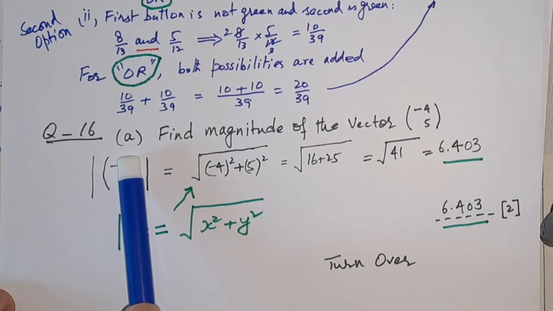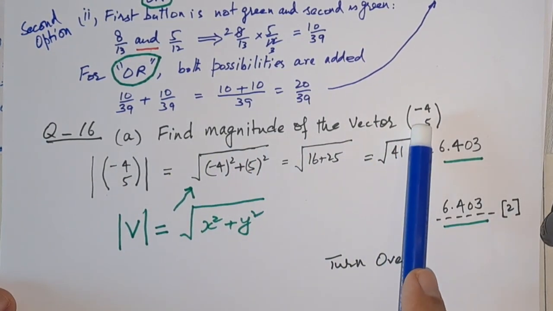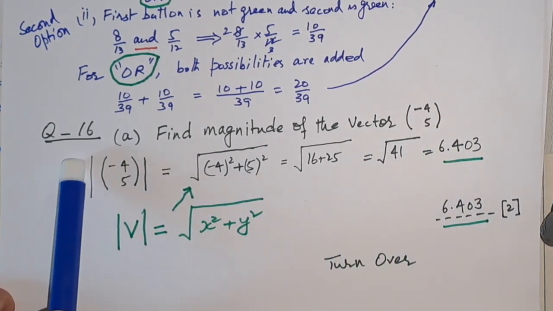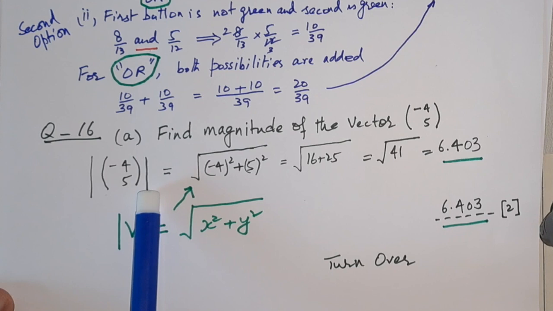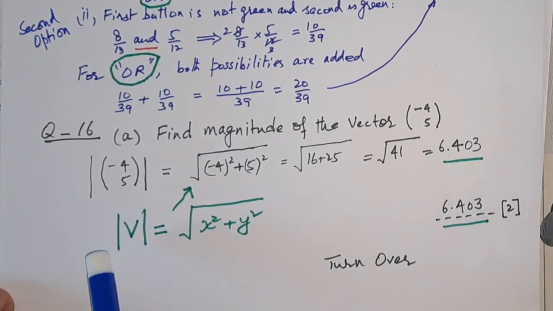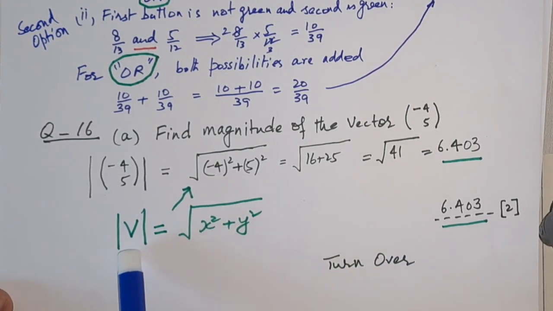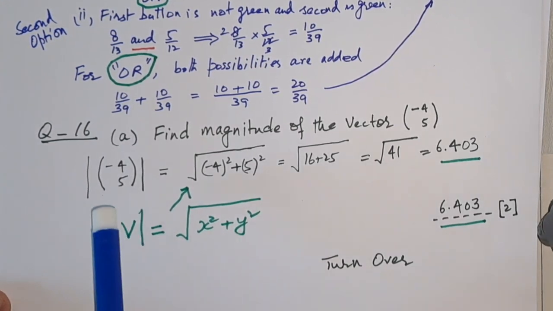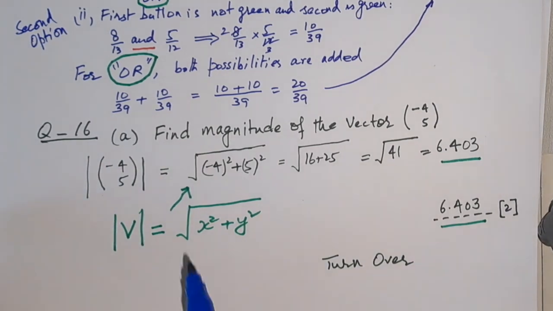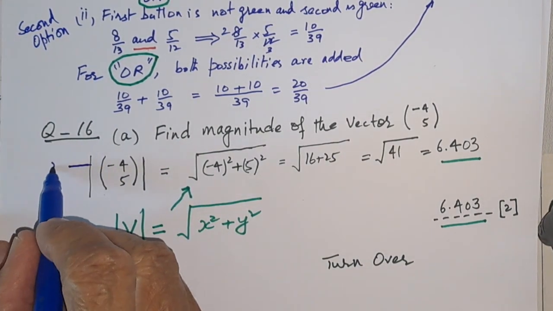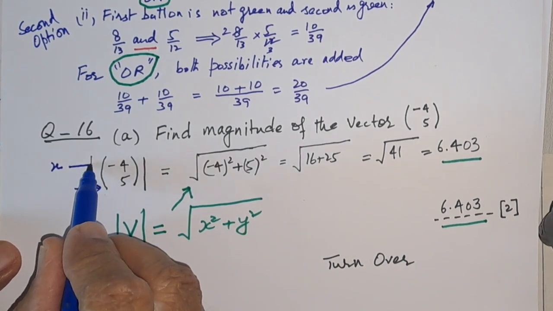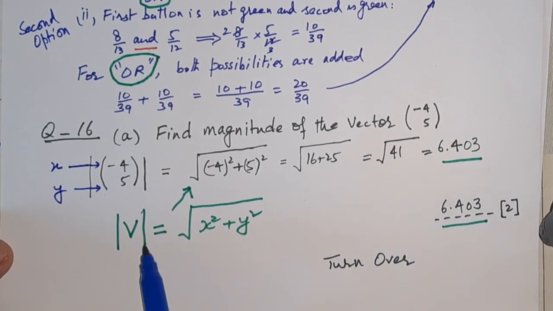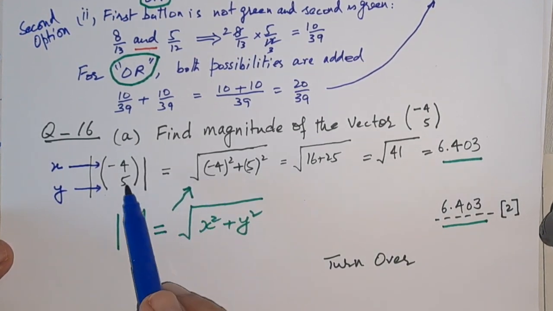A is that we have to find the magnitude of the vector -4, 5. This is a column vector. The sign of the magnitude of a vector is this. And the formula is that the magnitude of a vector, let's say this is V, is equal to root of x square plus y square, where this member is x and this member is y. So we apply this formula to these numbers.